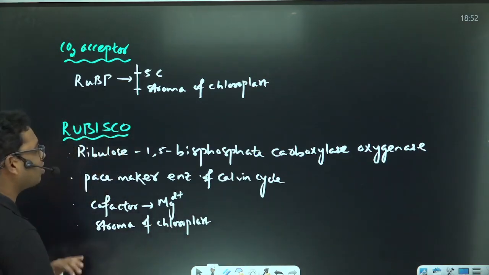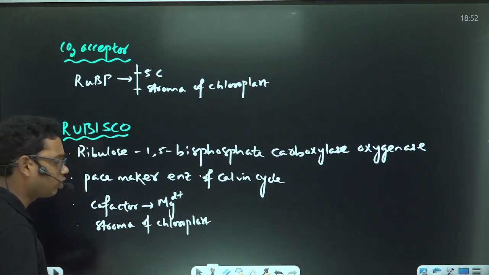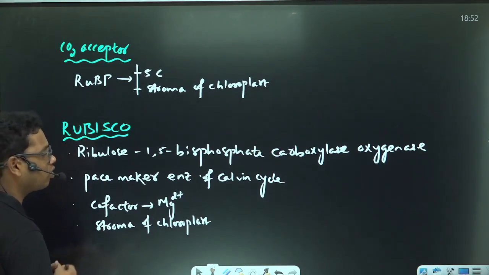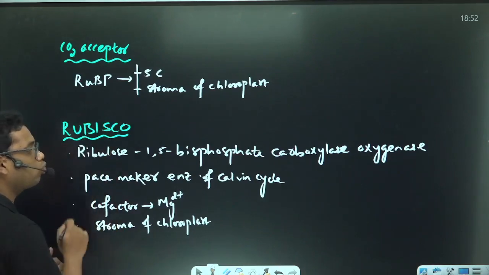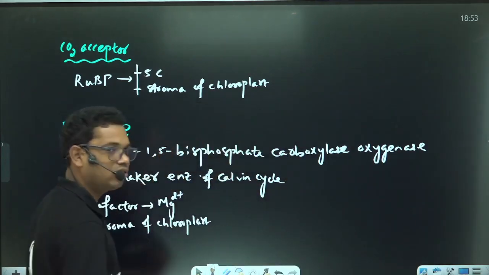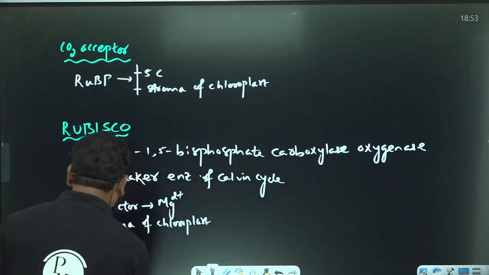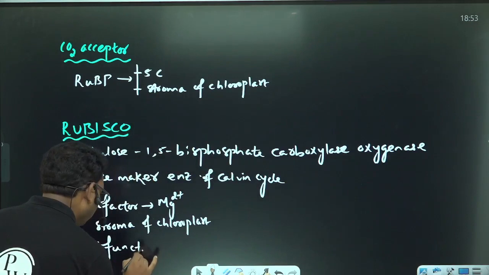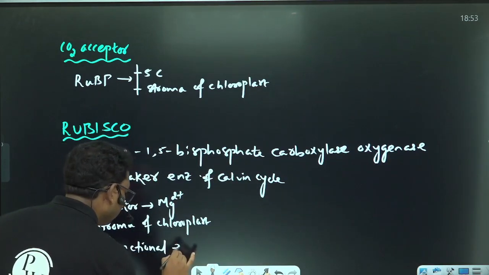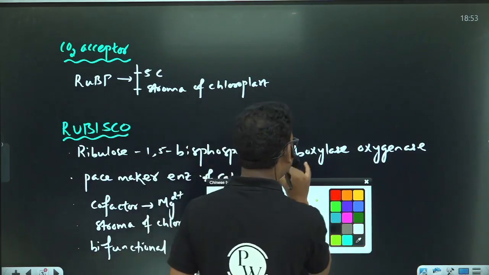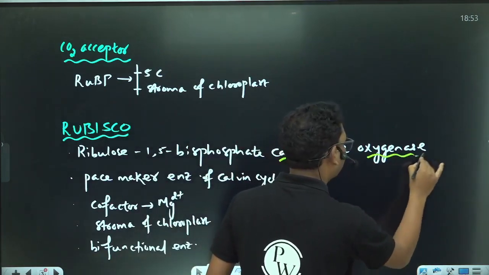This is a bifunctional enzyme. How many activities or functions will be performed by this Rubisco? Two activities. One is carboxylase activity, the second one is oxygenase activity. So this is a bifunctional enzyme. What are those activities? One is carboxylase activity, the second is oxygenase activity.